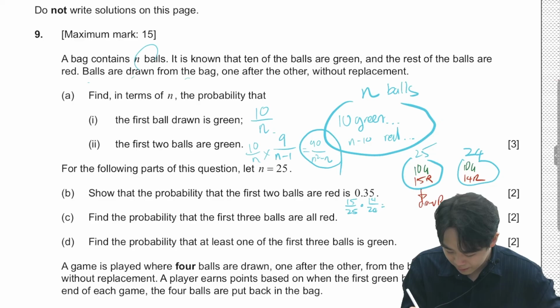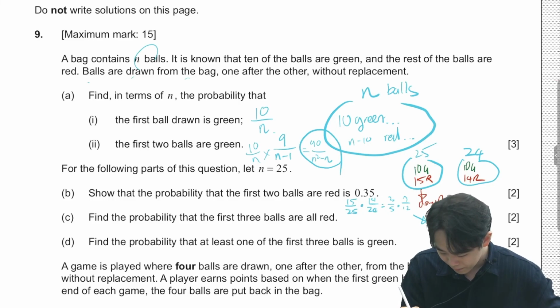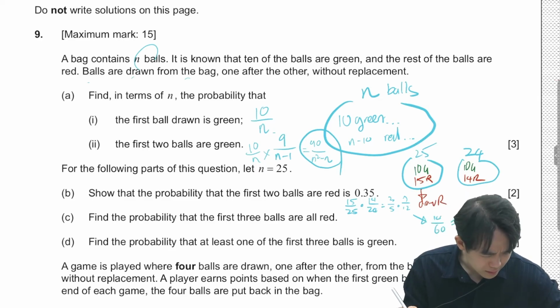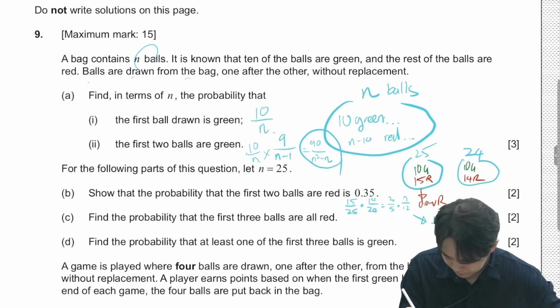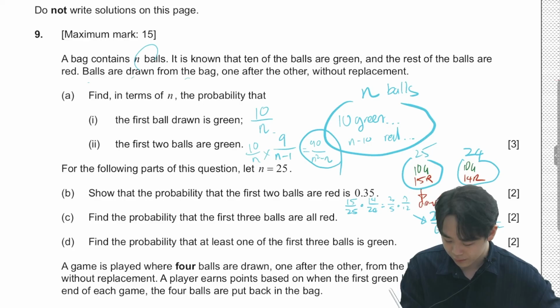So if you simplify all of this, we should get 3 over 5 times 7 over 12, which is 21 over 60, which is 7 over 20, which is roughly 0.35.